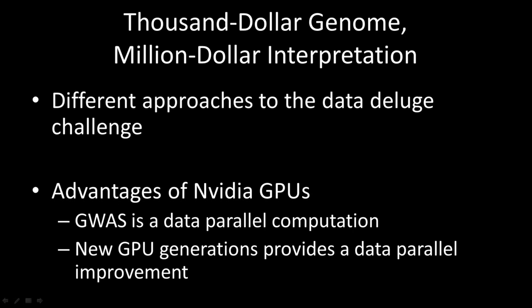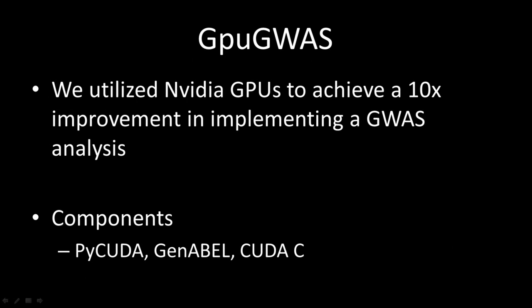We would argue that NVIDIA GPUs are the key to addressing that imbalance, and that only GPUs are able to provide the cost efficiency to keep pace with the growing data deluge. This is because computing GWAS is data parallel, much like 3D graphical applications. We have utilized NVIDIA GPUs to achieve a 10x improvement in implementing a GWAS analysis.